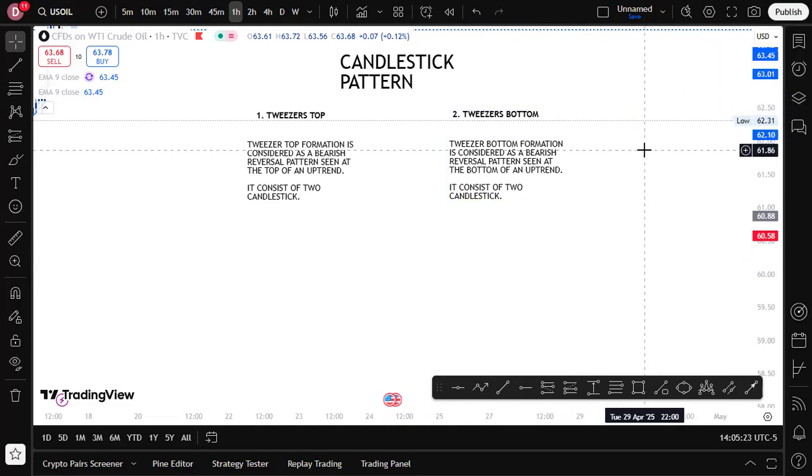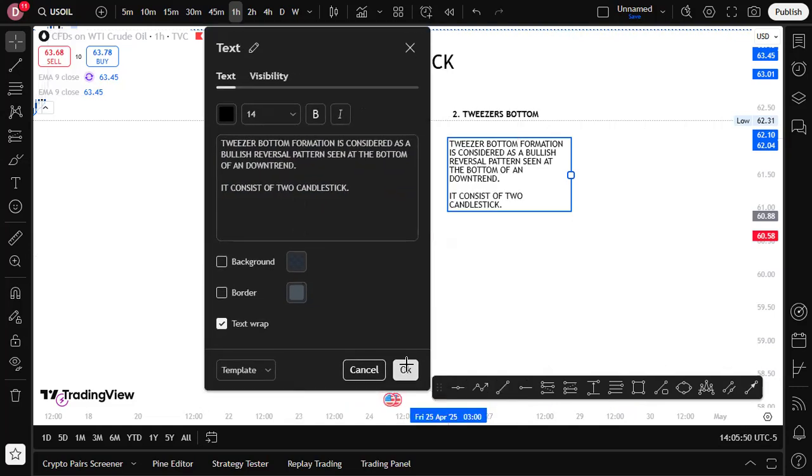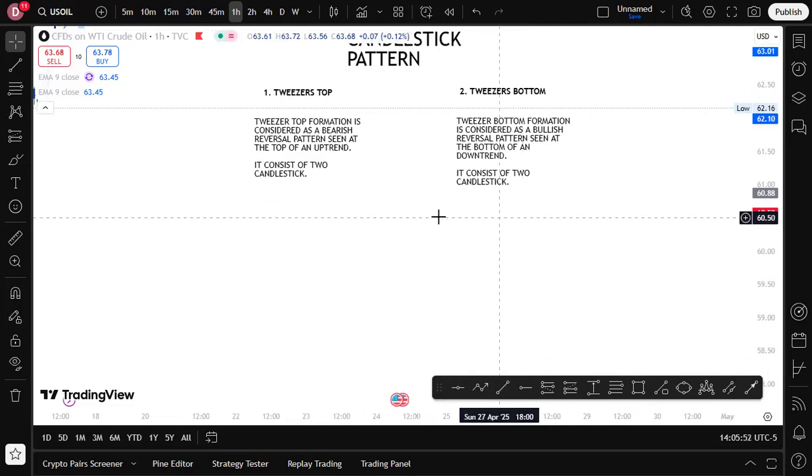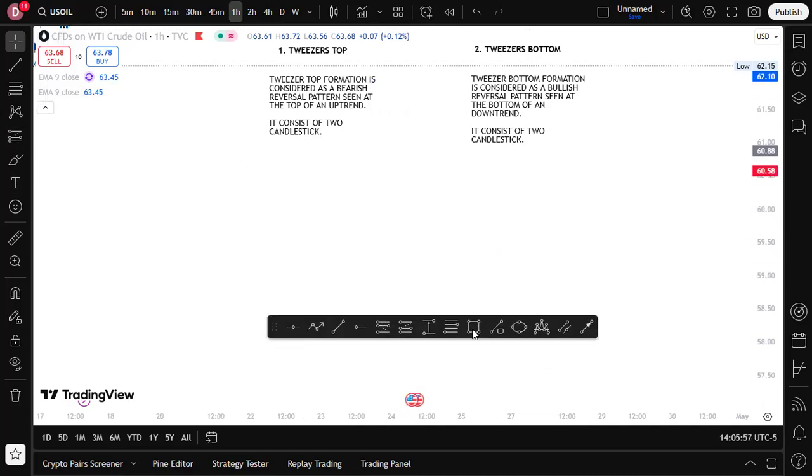While the tweezer bottom formation is considered a bullish reversal pattern seen at the bottom of a downtrend. So this is for the tweezer bottom. Let's see an example of how they look, for the tweezer top and the tweezer bottom.